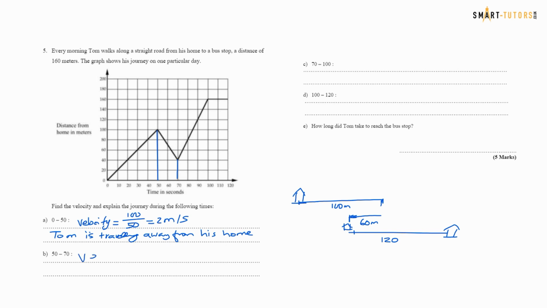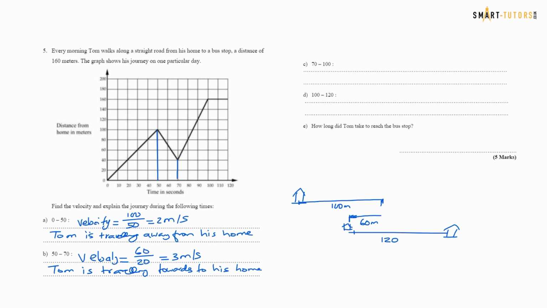So the velocity is, right? So distance traveled is 60. Am I right? So 60 divided by 50 to 70, which is 20 seconds. So if you cancel everything, 3 meter per second. So Tom is traveling towards his home at the speed of 3 meter per second, which is understandable.